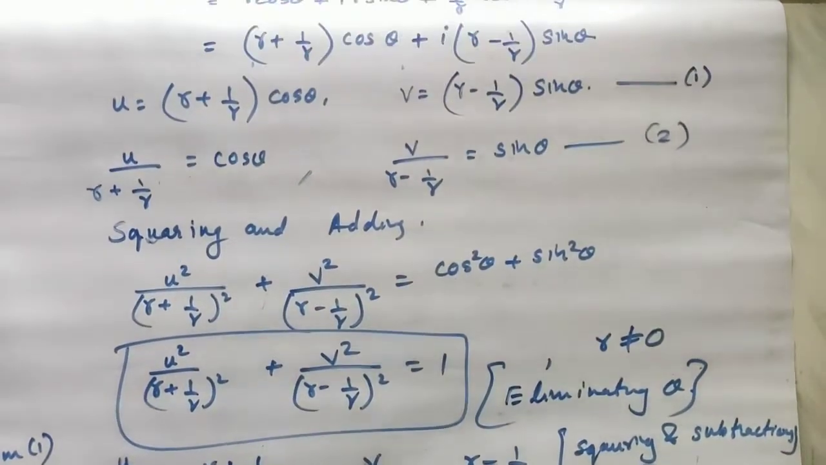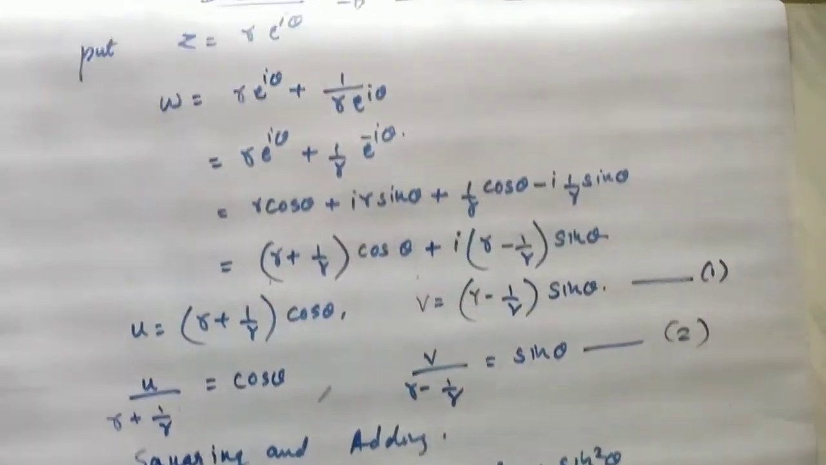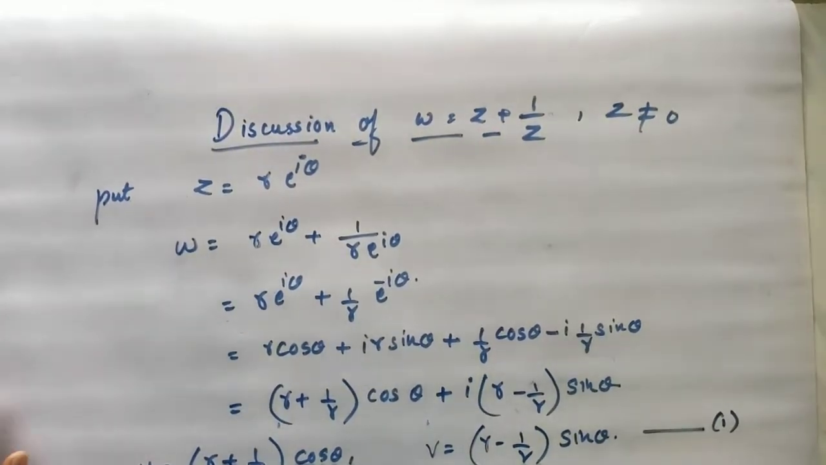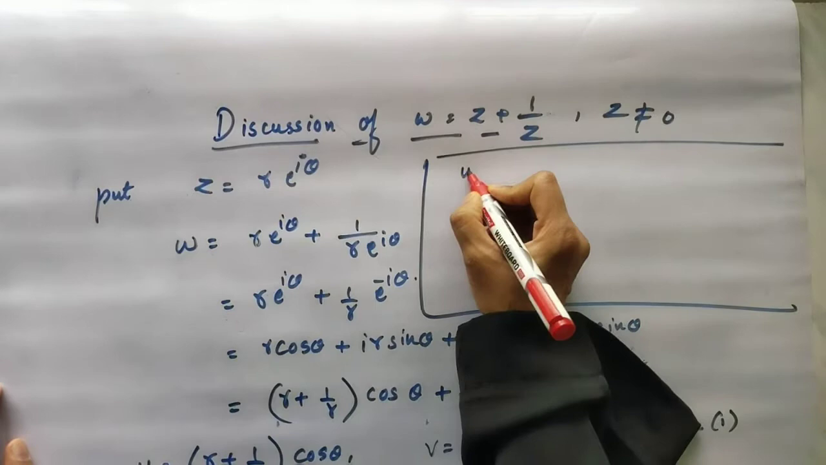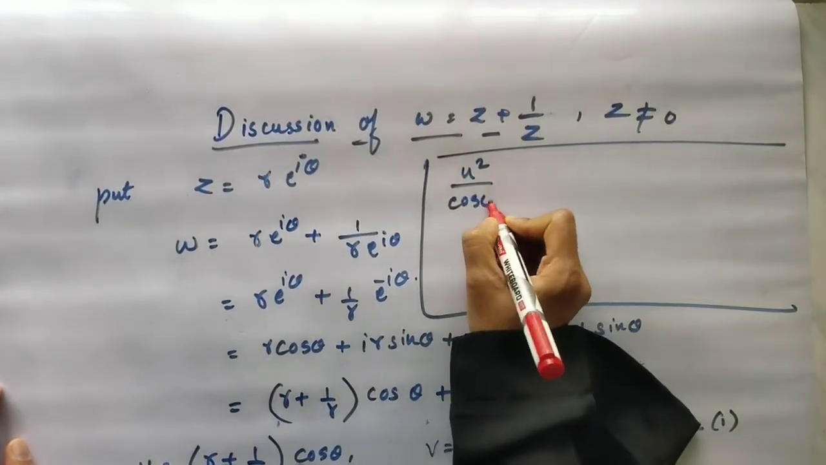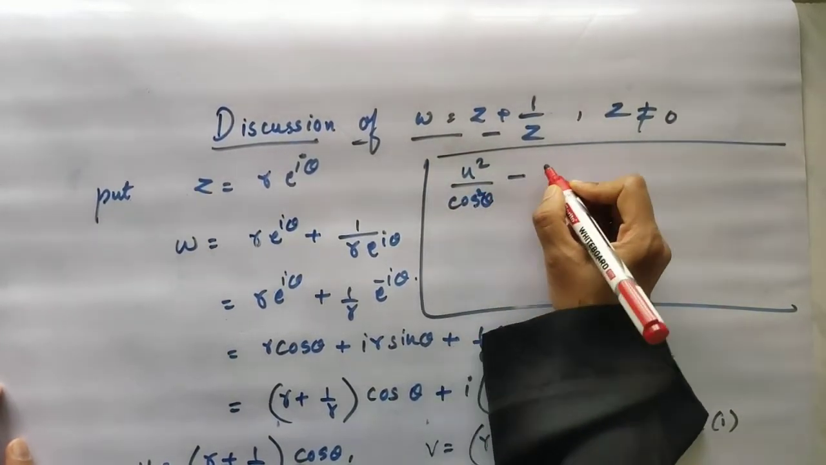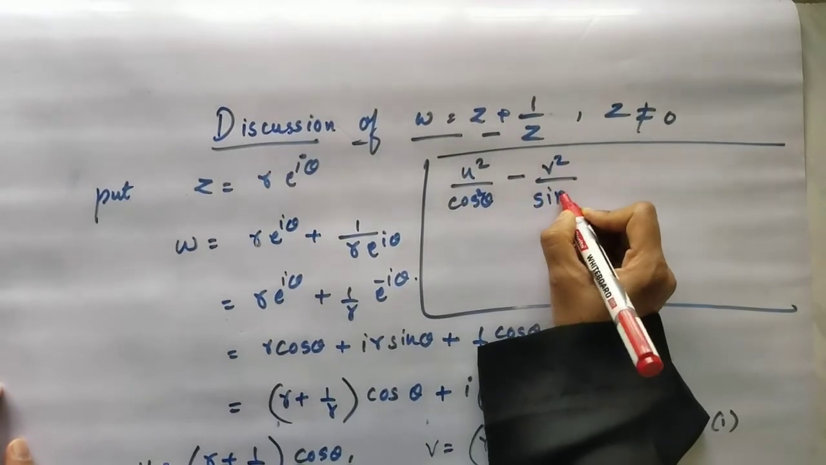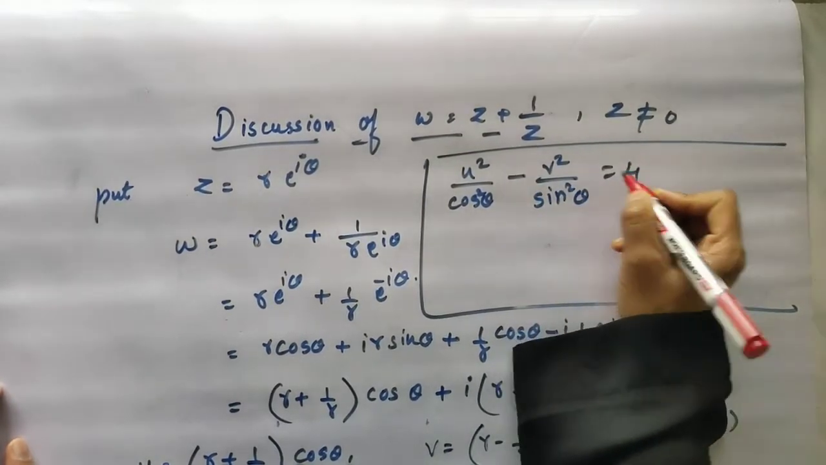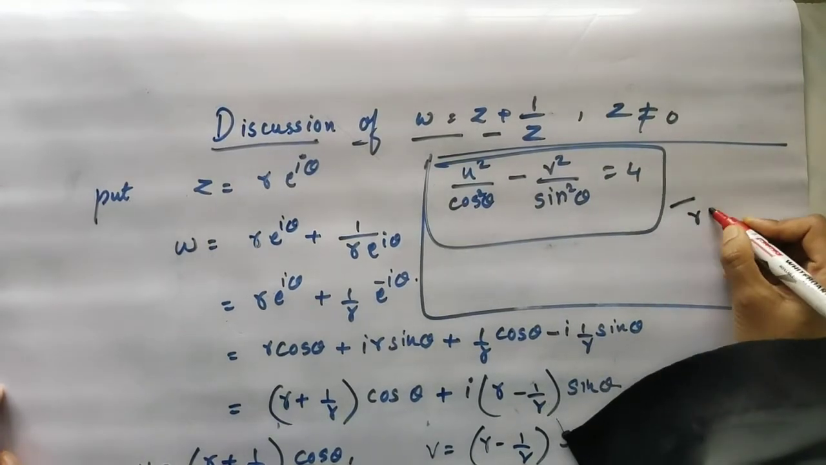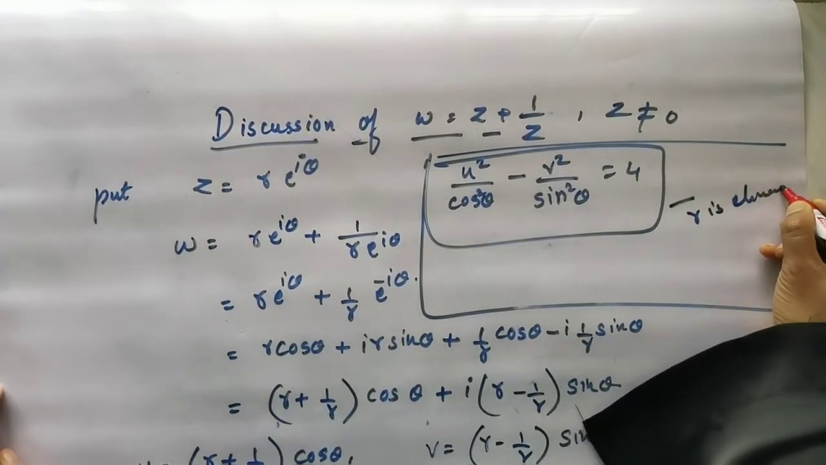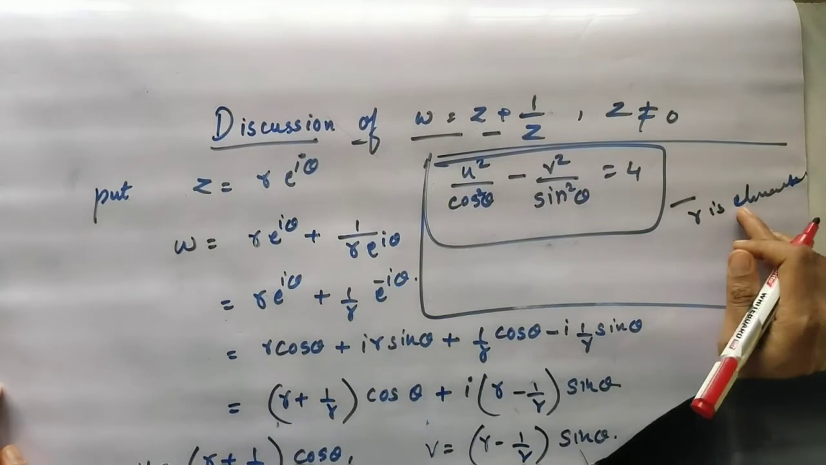So you can say the final expression is u square by cos square theta minus v square divided by sin square theta is equal to 4. Here there is no r. Here r is eliminated.